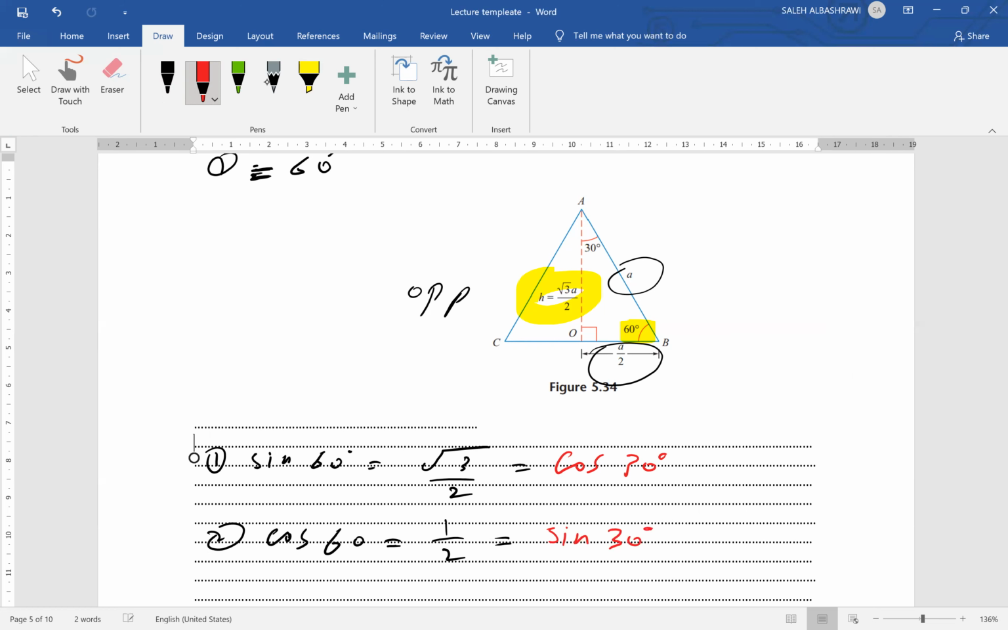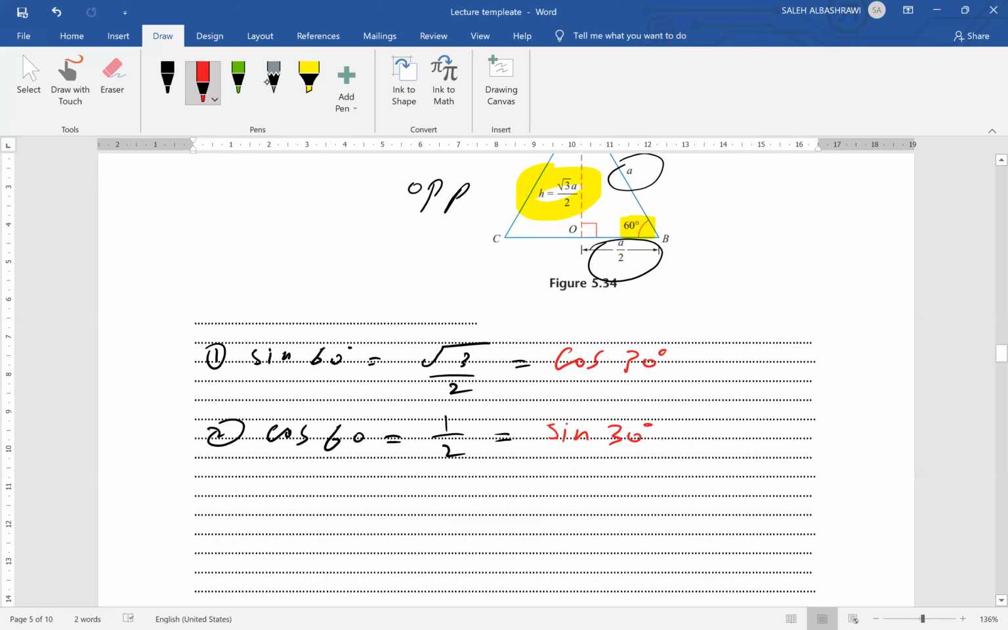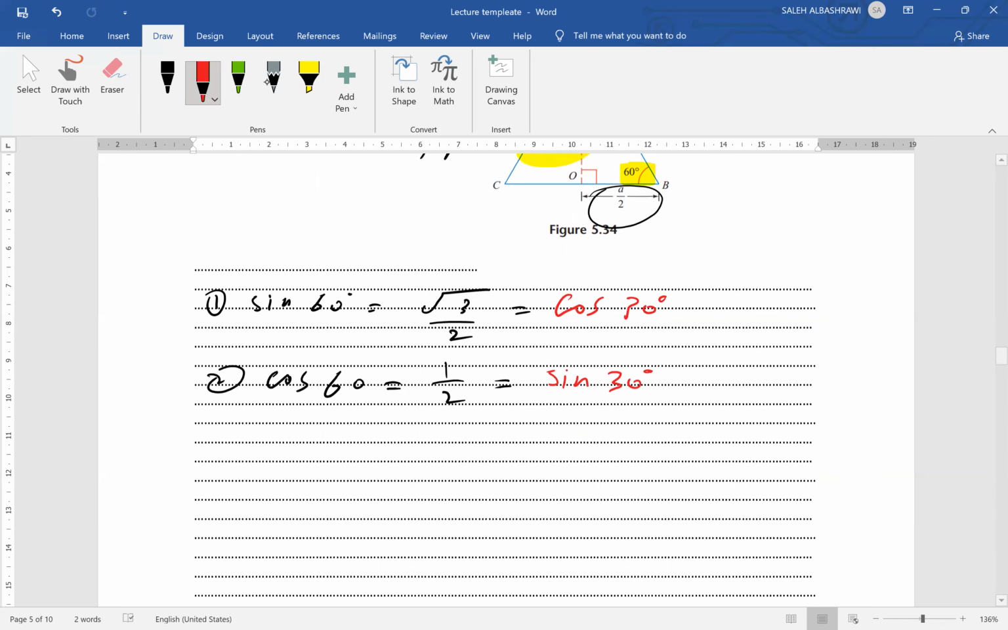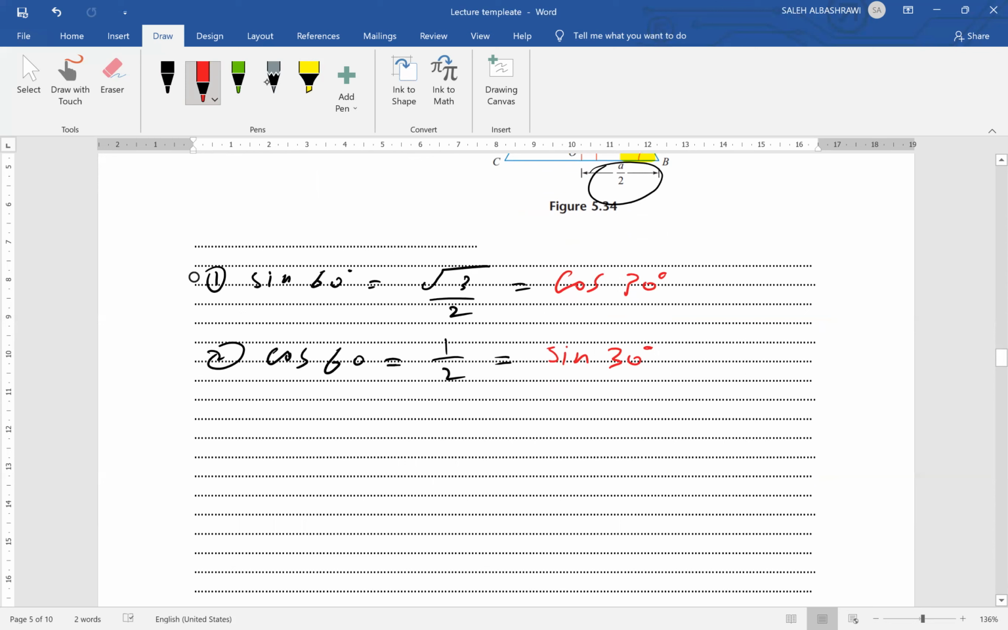Because these are complement angles, we call this the cofunctions, actually. 30 and 60 are complement angles from section 5.1 of the angles. We discussed the complement angles. Now we are using them to find the cofunctions, trigonometric functions and their cofunctions, the other function that is equal to the same value.